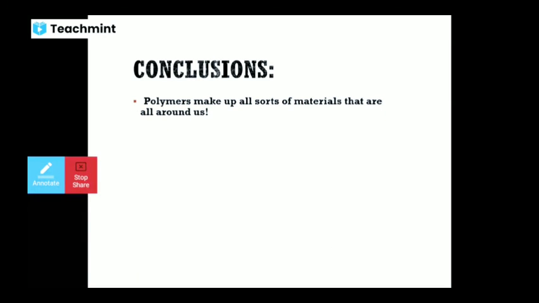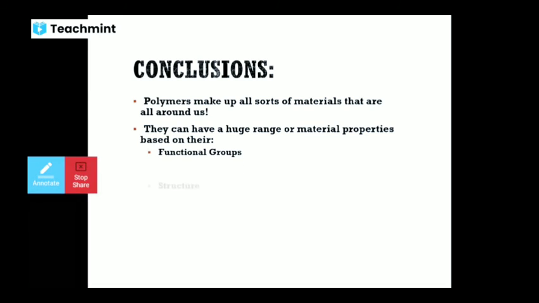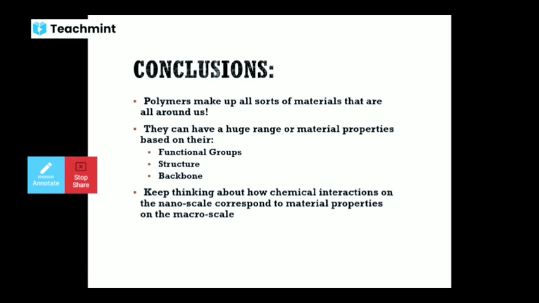Polymers make up all sorts of materials that are around us. They have a huge range of material properties based on their functional groups, structure, and backbone. Keep thinking about how chemical interactions on the nanoscale correspond to material properties on the macro scale. Polymers are the macro scale. The monomer is the micro scale. We should think of it.